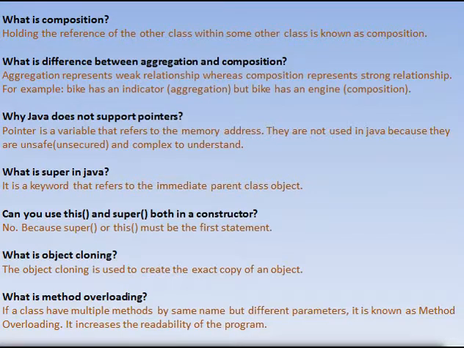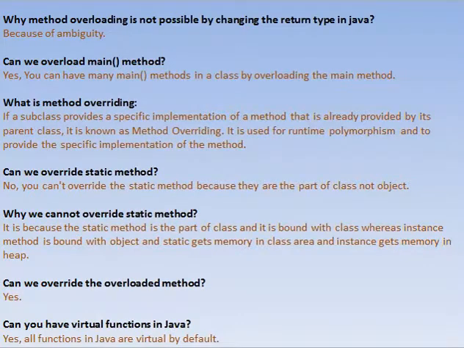What is method overloading? If a class has multiple methods by same name but different parameters, it is known as method overloading. It increases the readability of the program. Why is method overloading not possible by changing the return type in Java? Because of ambiguity. Can we overload main method? Yes, you can have many main methods in a class by overloading the main method.